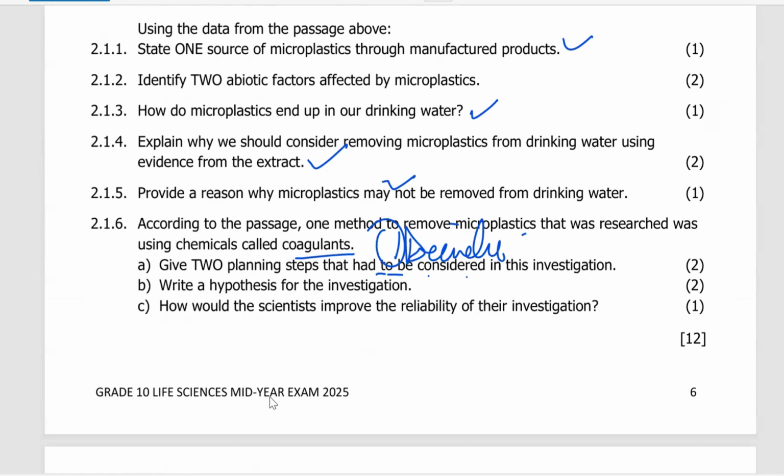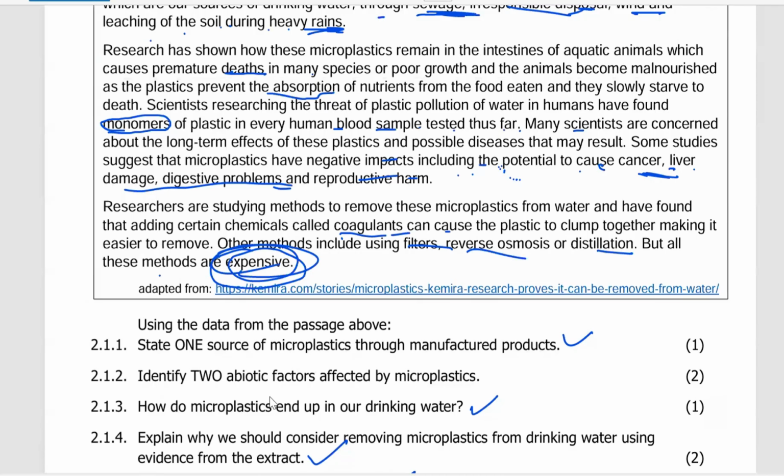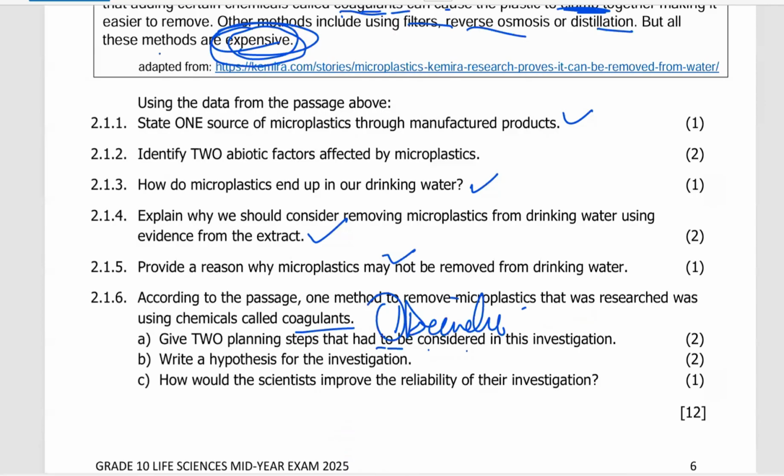Write the hypothesis for this investigation. So here I can say that if coagulant is added to water with the microplastics, the microplastics will clamp together, because they said here that the coagulants help to clamp these microplastics together. Since I'm talking about removing microplastics, the microplastics will be brought together so that you are able to pick them easily and remove them from where they are. Specifically here, we are looking at water.